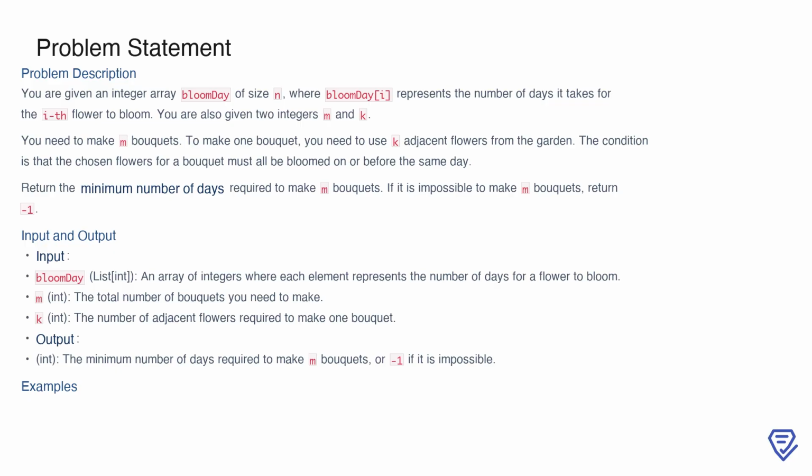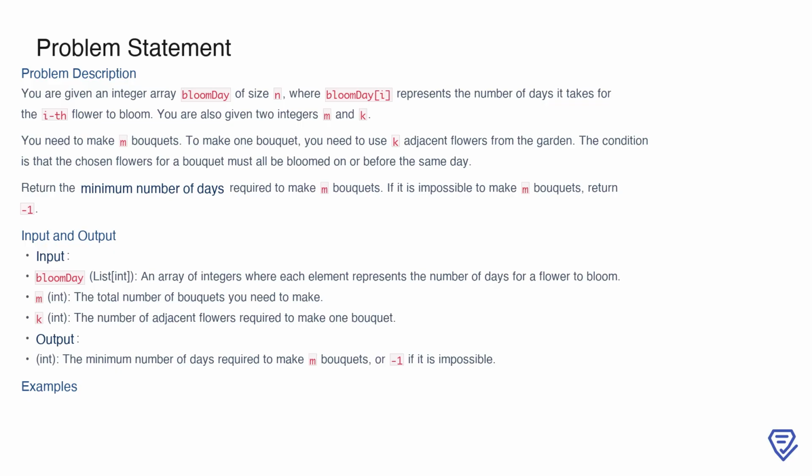Each flower in the garden takes a certain number of days to bloom, as indicated by the bloom day array. For example, if bloom day[i] equals 3, it means that the ith flower will bloom on the third day. You are also given two additional parameters: m, which represents the number of bouquets you need to create, and k, which specifies the number of adjacent flowers required to form one bouquet.